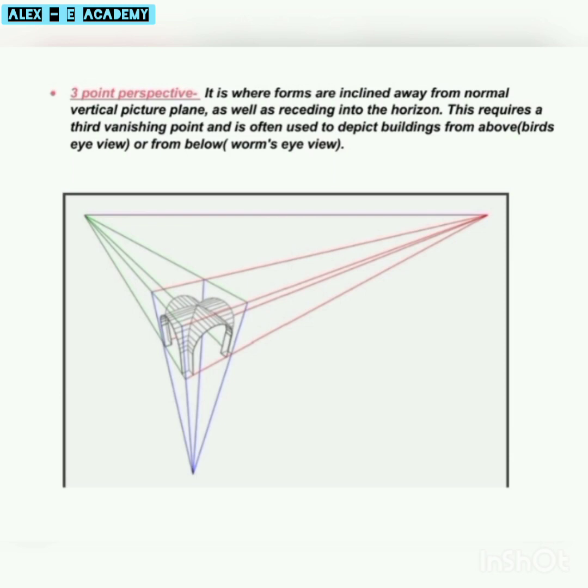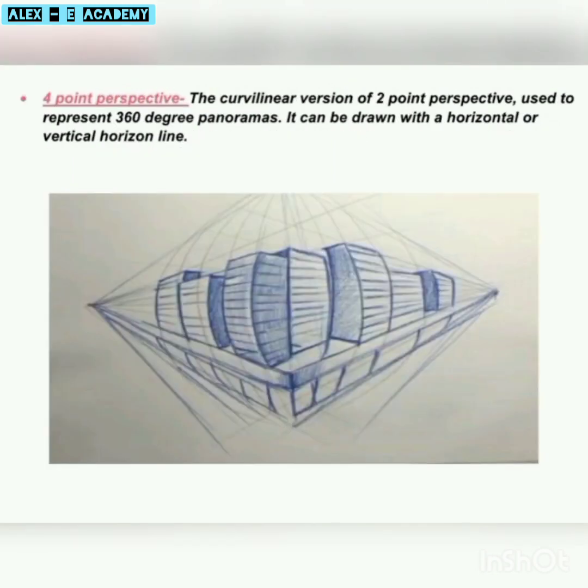The view from above is known as the bird's eye view and the view from below is known as worm's eye view. The sixth type is 4-point perspective. It is basically the curvilinear version of 2-point perspective. It is used to depict a 360-degree view of a whole region surrounding an observer. It can either be created using a vertical or a horizontal horizon line.